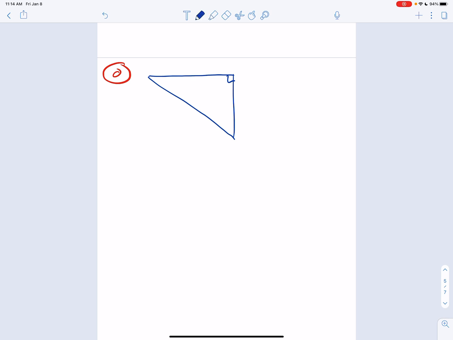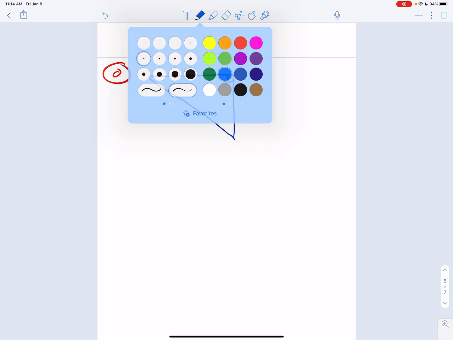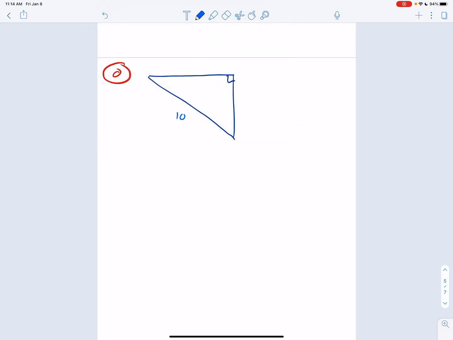So here I'll give you, let's do 10 and 4. Okay, go ahead and try this on your own. Identify what you need to identify and then go as far as you can. Okay, press play when you're ready.